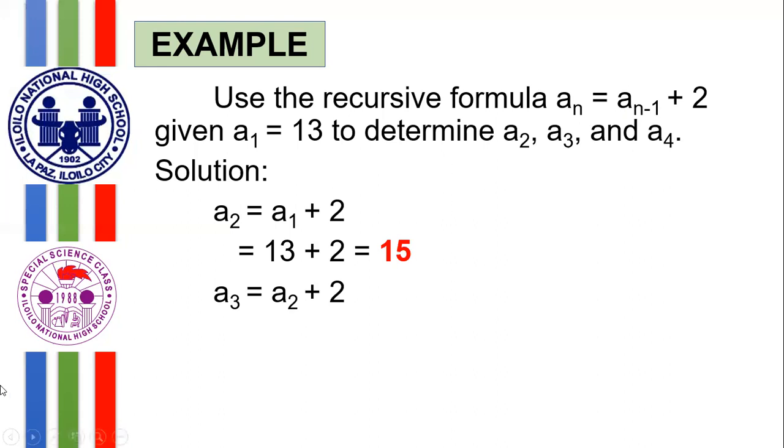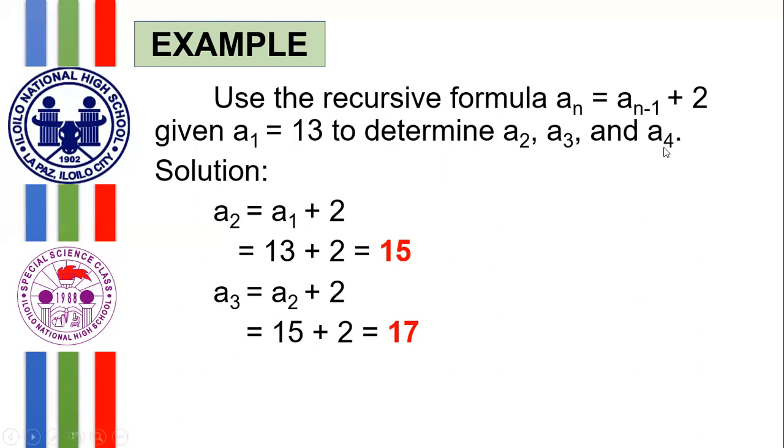And you might ask, in this case, you need a sub 2. Where do we get this? Take a look here. A sub 2 here has a value of 15. So in that case, to get a sub 3, you will substitute a sub 2 with 15 plus 2, and that gives you 17.